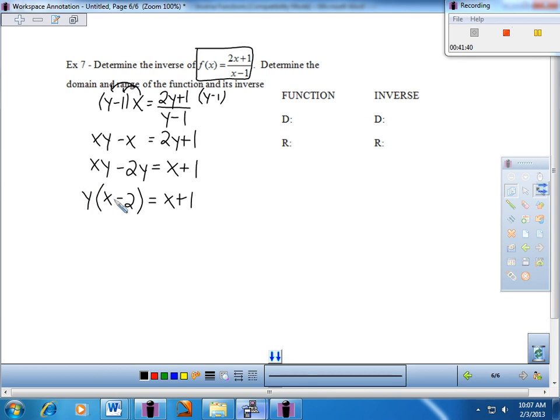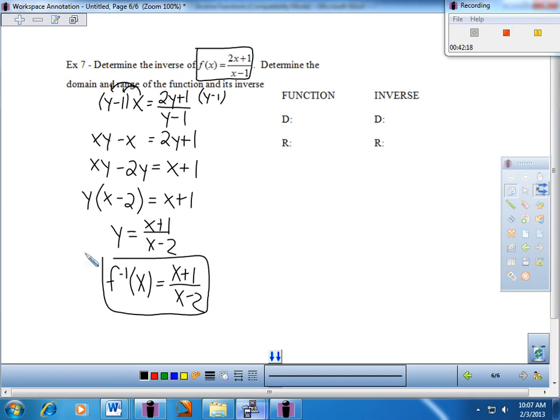So now I have y times x minus 2, and that should look somewhat similar to example 6, because now all I have to do is undo the multiplication of x minus 2 by dividing it. So I am seeing that right there. Have I solved for the y in terms of x? Yes. Is it in explicit form? Yes. Is it the inverse of our function? You betcha. Let's put it in. So x plus 1 over x minus 2, boxing it up, happy as can be. All right, there's your inverse.